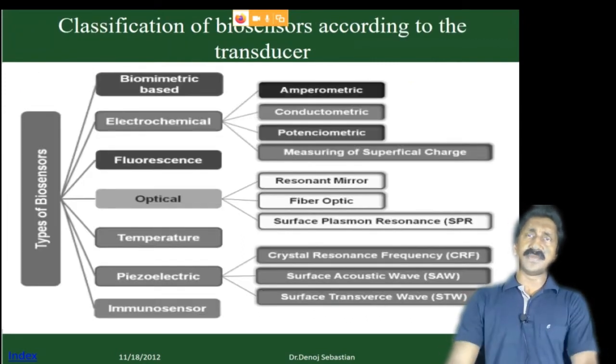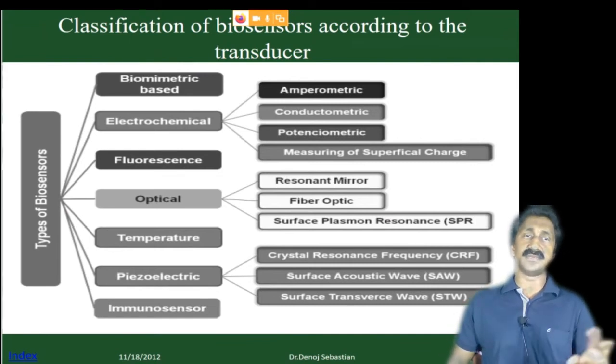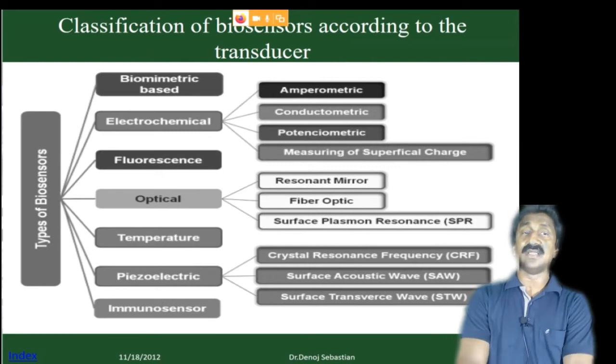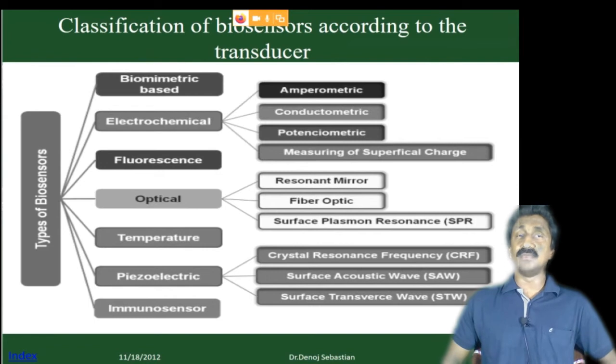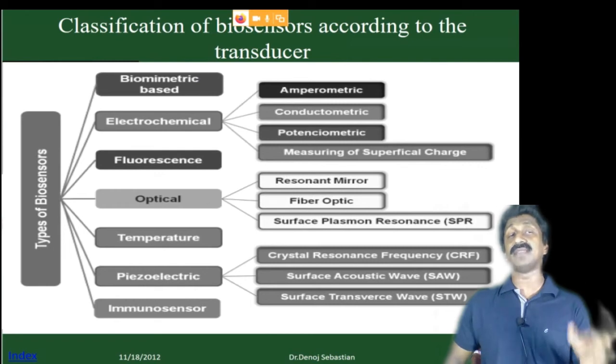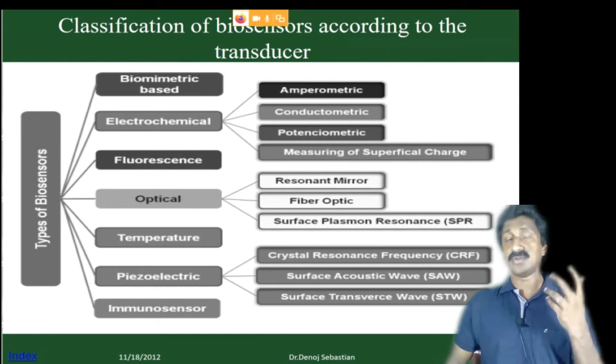And this is the classification of the biosensors according to the transducers. There are different types of transducers and different types of biosensors: biomimetic, electrochemical, fluorescence based, optical, temperature, piezoelectric, and immunosensor. After the identification of the analyte by the biological component, different types of output may be expected: a bioelectrical or electrochemical signal, a fluorescence, an optical difference, a temperature difference, or an immunoreaction.